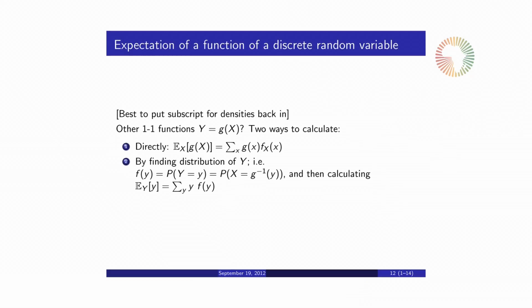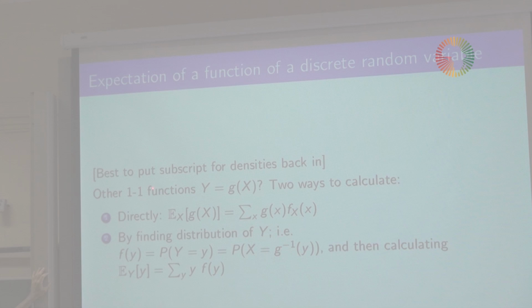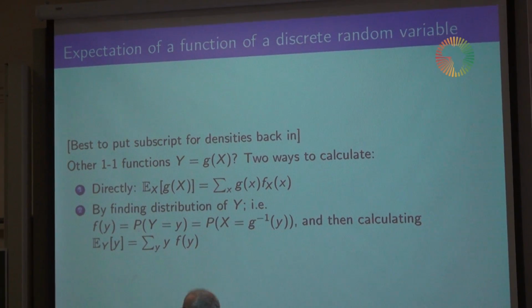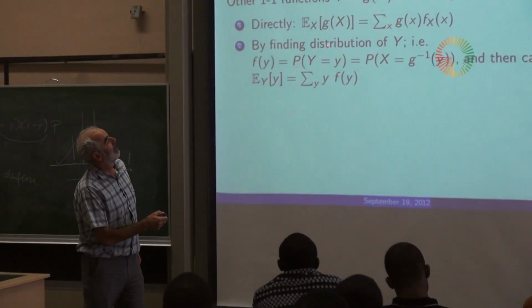Next rule we're going to use quite a lot when we want the expectation of a general function of a discrete random variable. A one-to-one function y is g of x. How do we calculate its expectation? Well, it's just defined like that. So all we do is put it in and weight it by the probability of x. But there is an alternative method in which we actually try to find the distribution of g. So that, or y. Y is g of x.